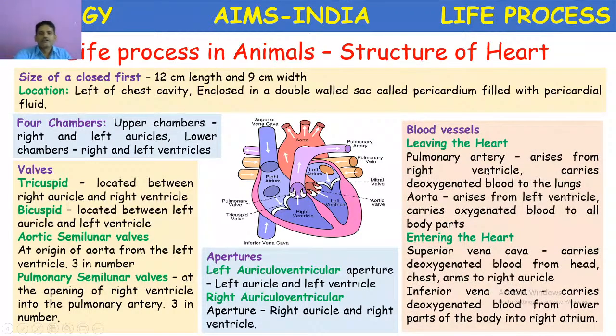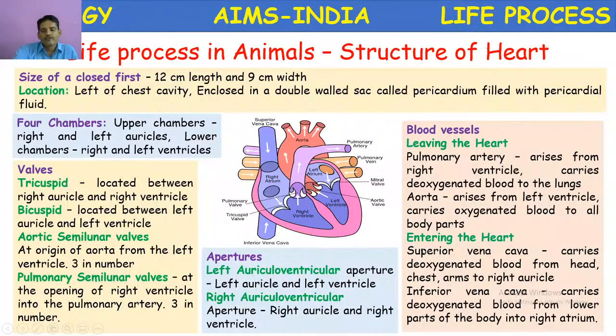Next, blood vessels. There are 2 main types of blood vessels. First, the blood vessels which are leaving the heart. They are called arteries. There are 3 main ones. The pulmonary artery carries deoxygenated blood to the lungs. Next, the aorta. It is a large artery which carries oxygenated blood from the left ventricle and distributes it to all parts of the body.